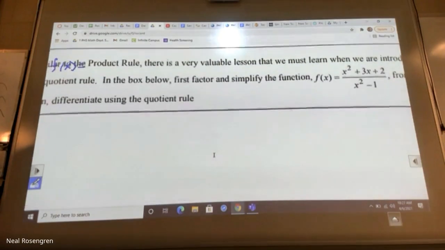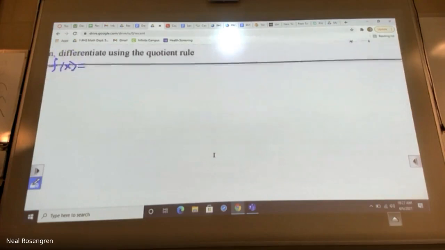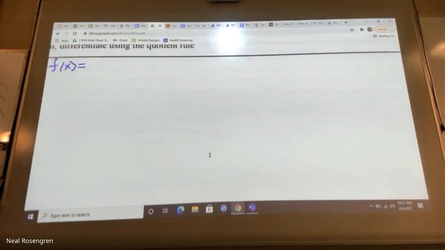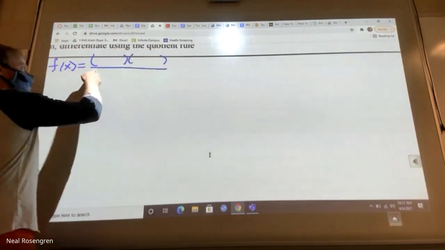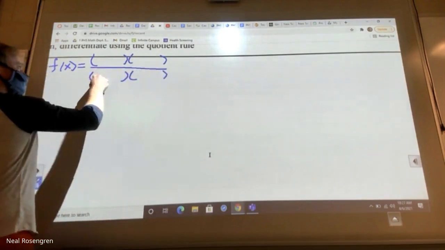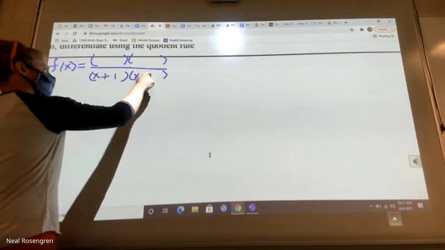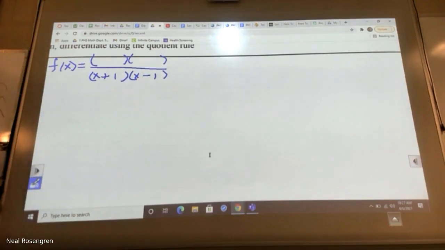So take a look at that function: x squared plus 3x plus 2 over x squared minus 1. What could we do, top and bottom, to make our lives a little easier? Factor, with the hope that we can divide some stuff away. We've got a quadratic up top, so hopefully that's factorable. The quadratic on the bottom we know for sure is factorable because we factored it last time: x plus 1, x minus 1, in whatever order. You can pick whatever you want.